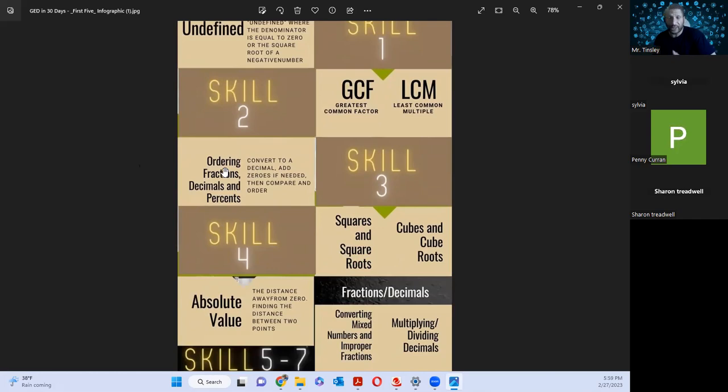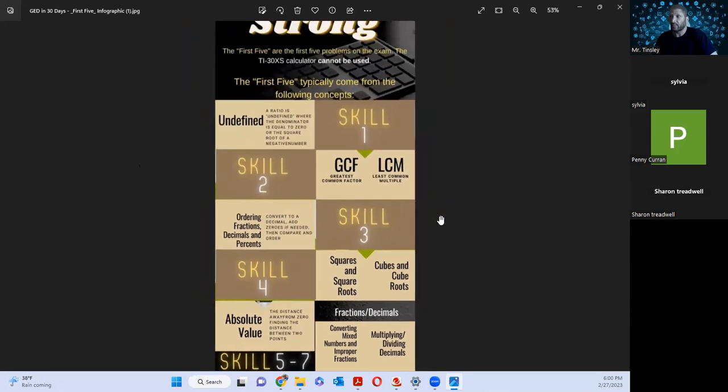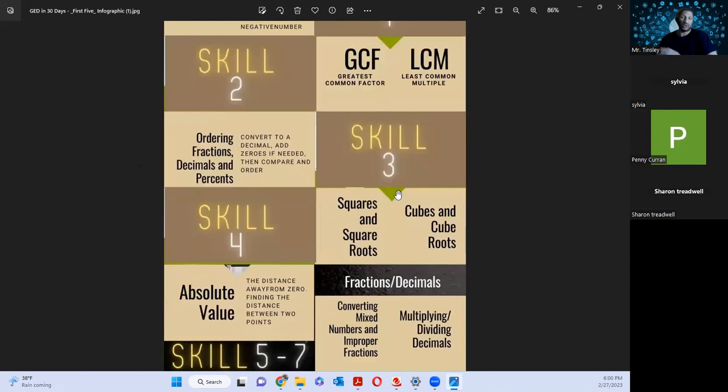Ordering fractions, decimals, percents. You have to know your fraction, decimal, percent equivalents. You have to know how to change those to a decimal, adding zeros if necessary. You should know your squares, square roots, cubes, and cube roots. Your absolute value: sometimes they don't say absolute value, they give you a distance between two numbers on a number line, which is basically absolute value. And then the last thing is converting mixed numbers into improper fractions and multiplying and dividing decimals.